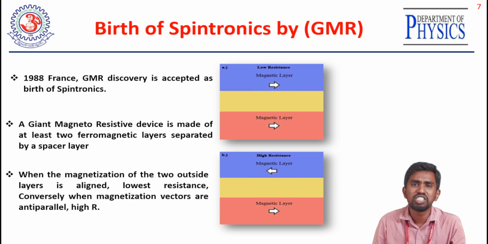So first, spintronics was discovered in 1988. As I told, the spin concept of the electron was discovered a long time before, but it had to be used in a device. It took nearly 100 years. So in 1988 in France, they first discovered GMR. It is giant magnetoresistance, and this device is fully based on the spin part of an electron.